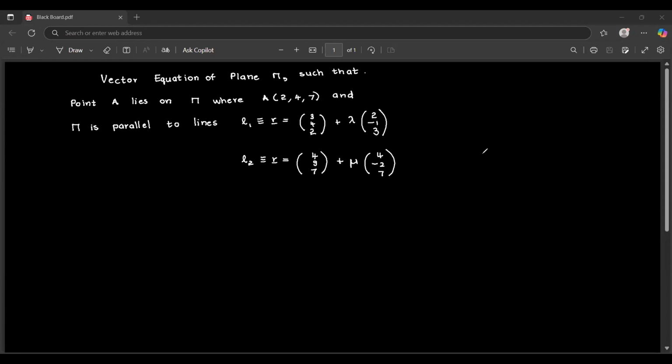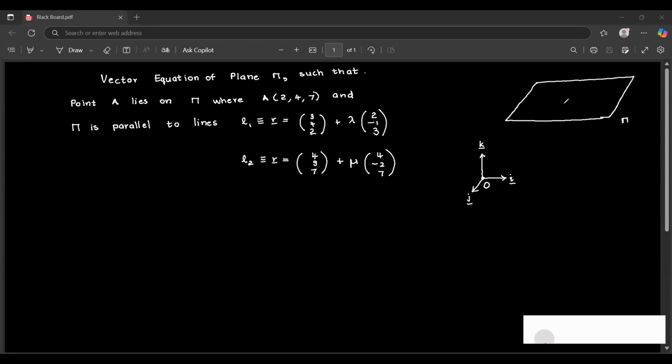So let's draw the origin point first of all to visualize this question. We have the i coordinate, the k coordinate, and the j coordinate. So this is the origin O. If I draw a plane, let's say this is the plane that we are talking about, and they have given the name pi for this plane. And they are saying A lies on pi. So I can say this is A.